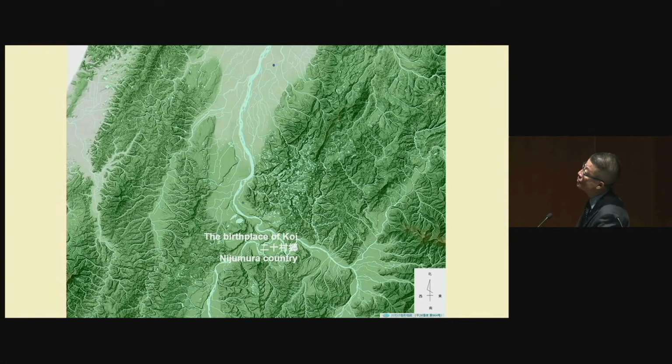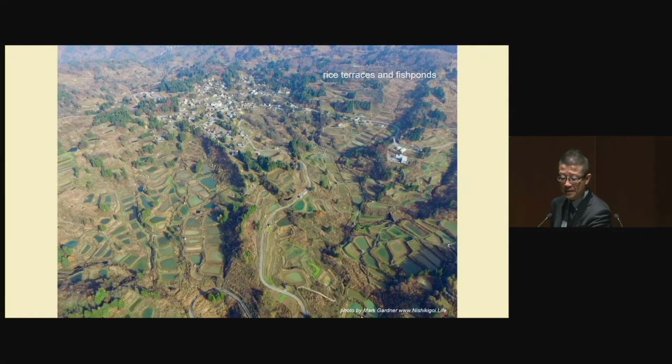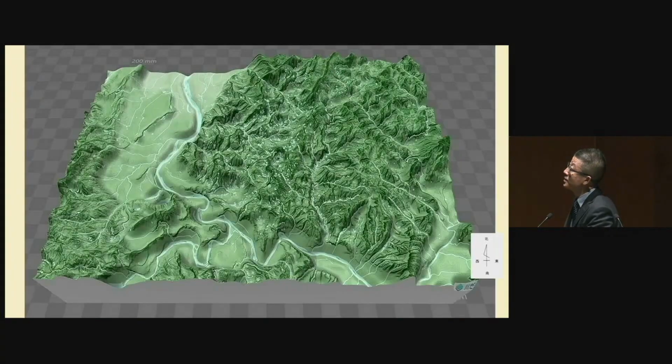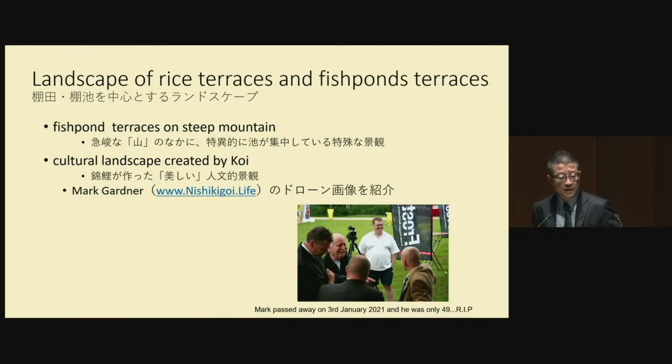So inside this red circle, if we zoom in further, this is the topography. And as you can see over here, we have a lot of dots. These dots are the locations of where the fish ponds are located. And this is a very unique topography if we take a bird's eye view. And it's concentrated in this area. And it looks like this. So these are the former rice paddies, and the rice paddies were converted into fish ponds. And this is the scenery. So it's a very unique scenery. And this landscape that consists of rice terraces and fish ponds is a beautiful region. That is a scenery that was created by Nishiki-goi.